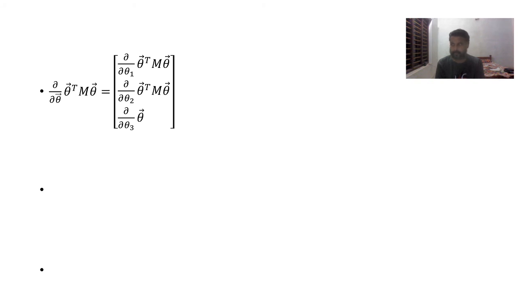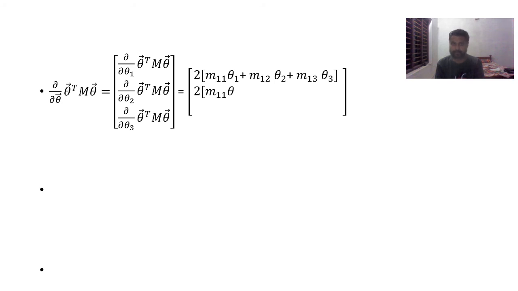That is nothing but can be represented as all the matrix values, that is 2 into M11 θ1 plus M12 θ2 plus M13 θ3. Next row will be 2 into M21 θ1 plus M22 θ2 plus M23 θ3, and the third row will be 2 into M31 θ1 plus M32 θ2 plus M33 θ3.